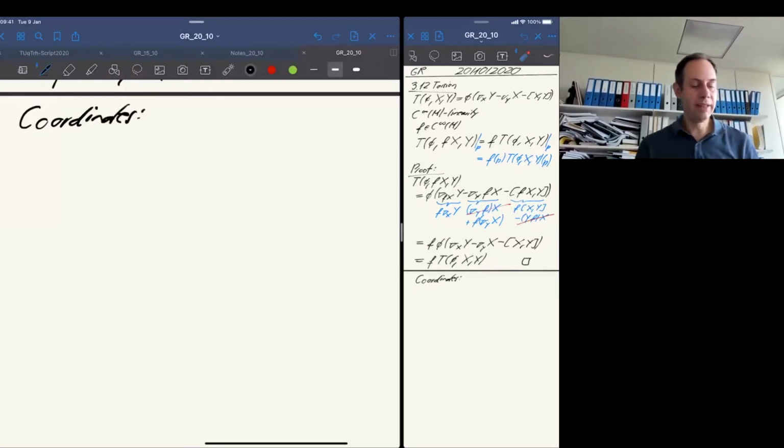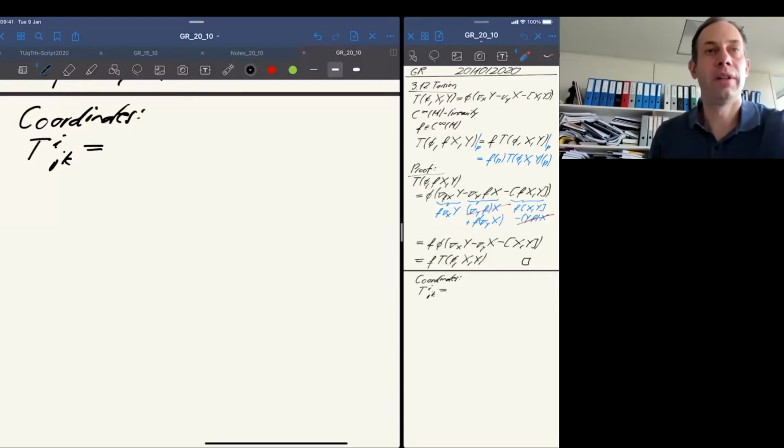Now for completeness, and this is something you certainly should be able to do yourself, but because it's something we will use later, I'll just do it to make sure we all have it in our books. I want to express this tensor in terms of coordinates.